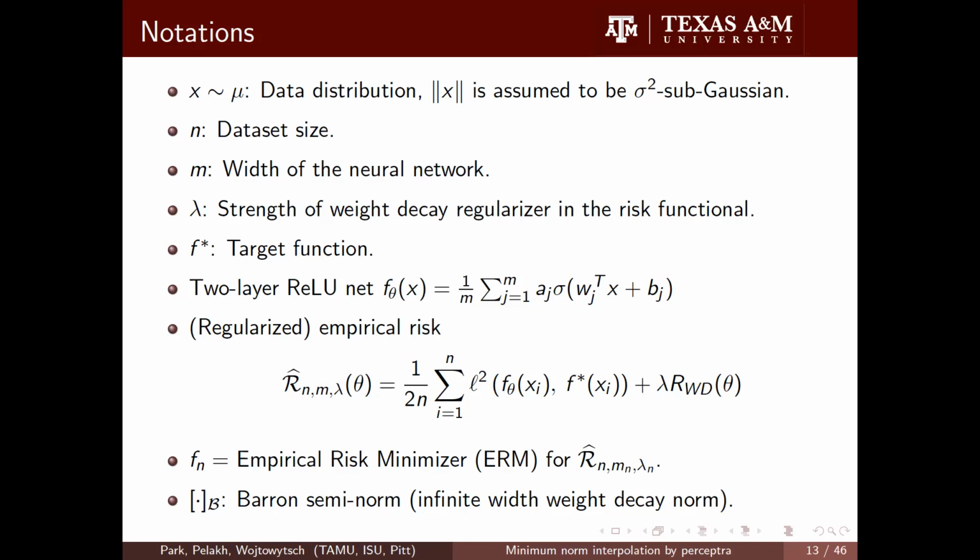Our target loss function is this quantity, which is the L2 loss. We analyze the MSE loss between F theta and F star. And we add a weight decay regularizer as we do in practice. Lambda is the strength of the weight decay regularizer in this risk functional. And F n, we will have everything with respect to n. For given data, this minimizer of the empirical risk functional I'll call the ERM, the empirical risk minimizer. This bracket B denotes the Barron seminorm we just mentioned.